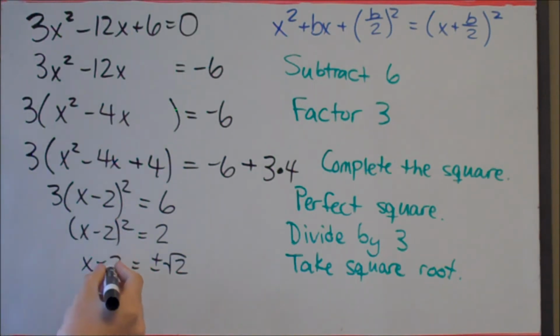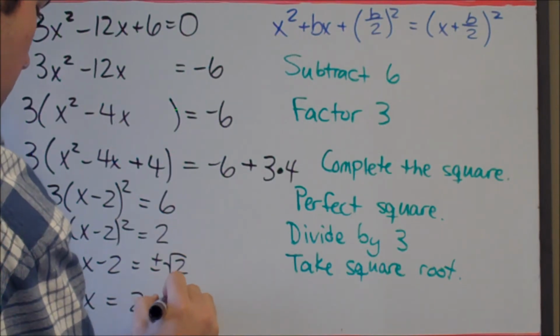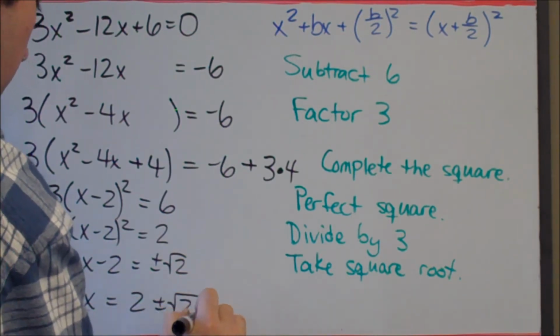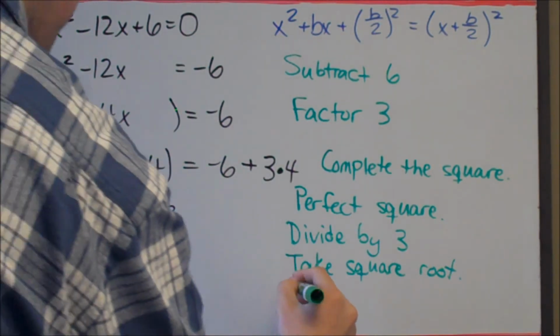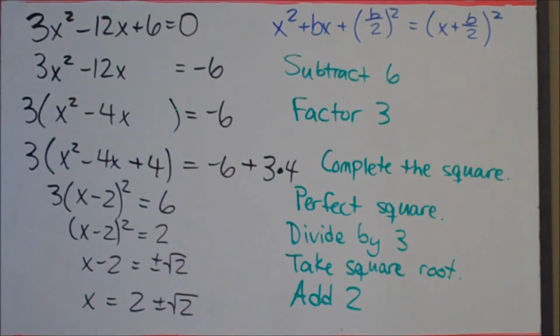And now the last step, we just add 2 to both sides. So we have x equals 2 plus or minus square root of 2. Let's add 2. And that's the final answer.